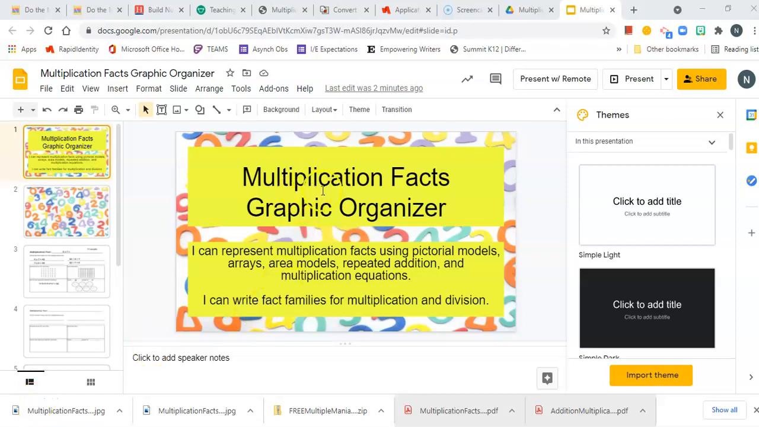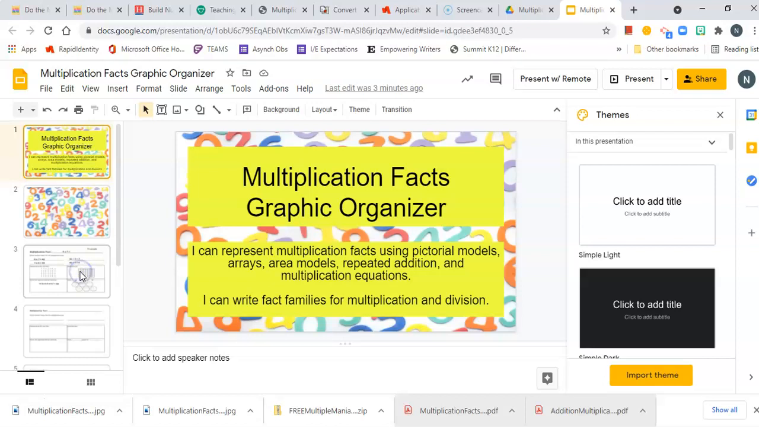You will be working on the Multiplication Facts Graphic Organizer. These are your two objectives. I can represent multiplication facts using pictorial models, arrays, area models, repeated addition, and multiplication equations. I can write fact families for multiplication and division.